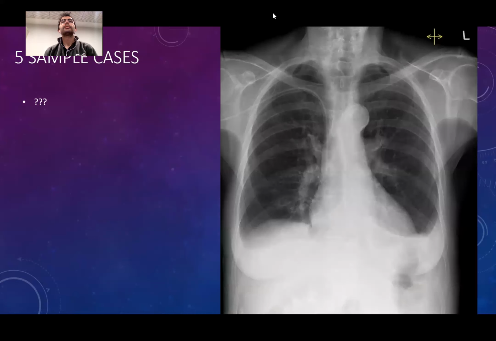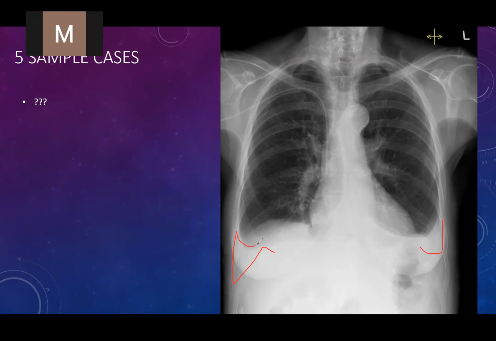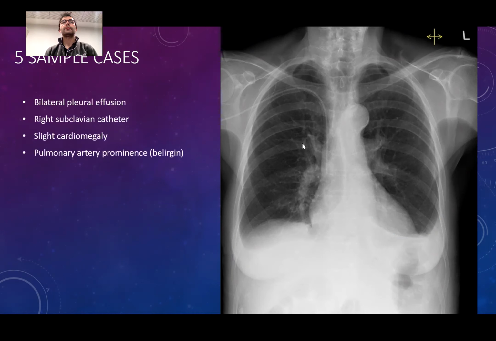We've seen this patient a few slides ago. I think there's pleural effusion. Yeah, pleural effusion. There is some blunting here, and there is some definite effusion here. Okay, now we are seeing pleural effusions. Good. We are seeing a right subclavian catheter. We are seeing a little bit of cardiomegaly, and the pulmonary artery is a little bit prominent. So this patient can have pulmonary hypertension.